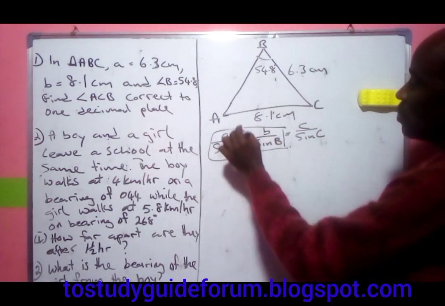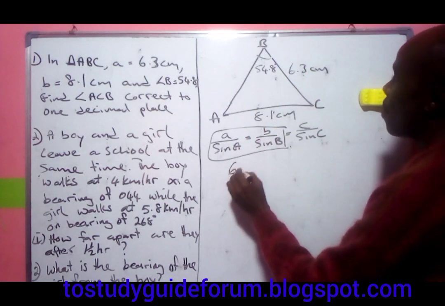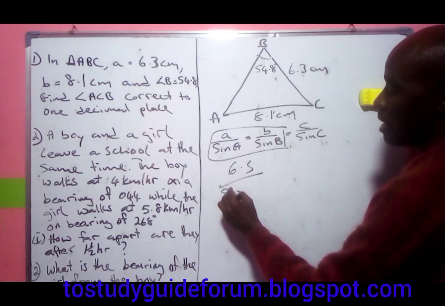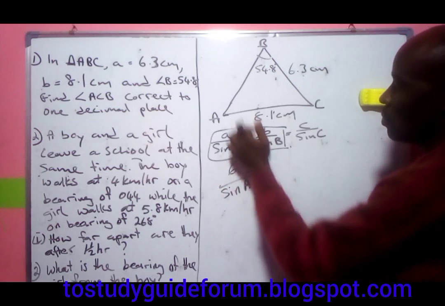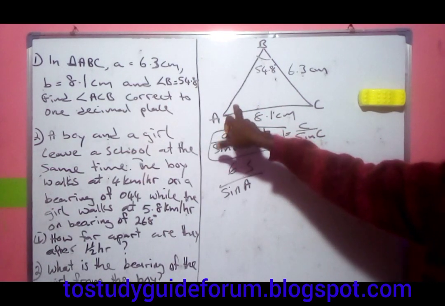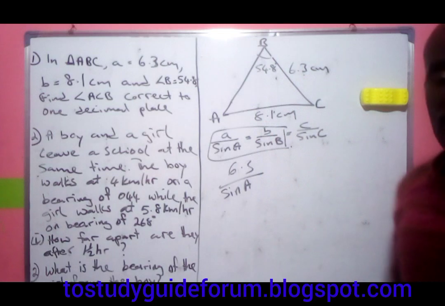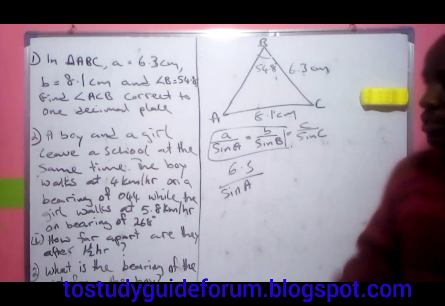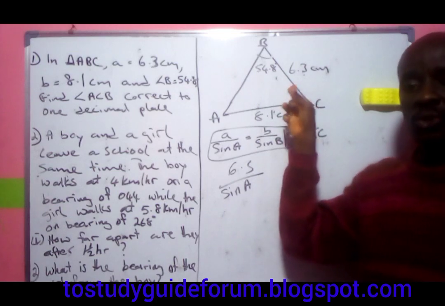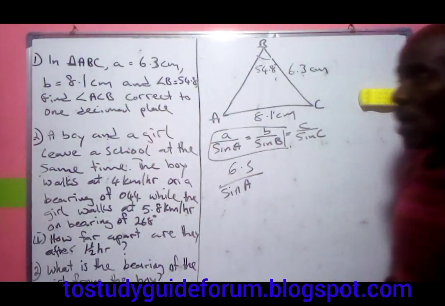Going by that, we know that this side is 6.3. Sine A is unknown, so we're going to find it first. Since the sum of the angles of a triangle is equal to 180, when we get this one and add it to the given angle, then subtract from 180, we'll get the angle we are looking for according to the question.